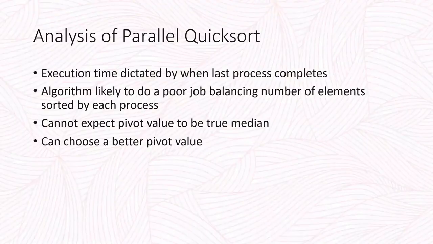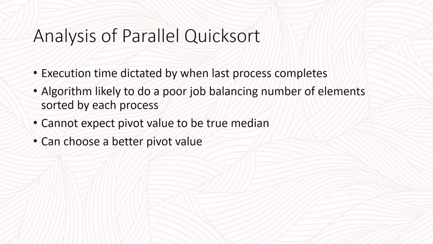When we analyze this algorithm, after log p recursions, every process has an unsorted list of values completely disjoint from the values which are held by other processes. If we are going to implement this algorithm, the execution time begins when the first process starts the execution and ends when the last process finishes the execution.